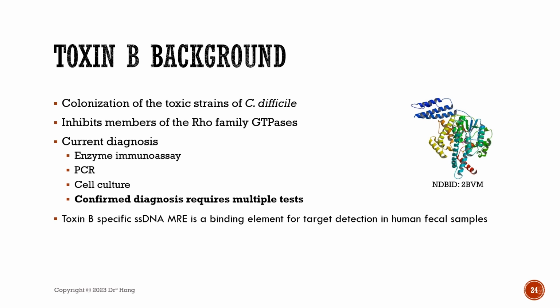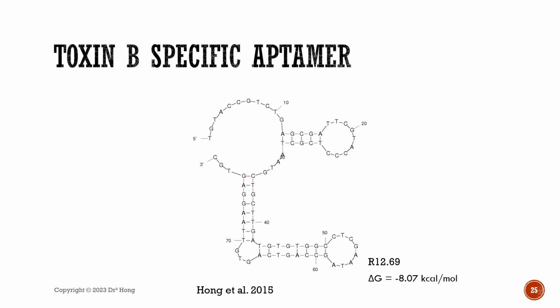For current diagnosis of the condition, we have enzyme immunoassays, PCR, and cell culture, and a confirmed diagnosis requires multiple tests. So having more options to diagnose or detect this toxin may be useful for aiding rapid diagnosis. The idea is, can we find an aptamer for this toxin? And surely, yes. That was also part of my graduate work.